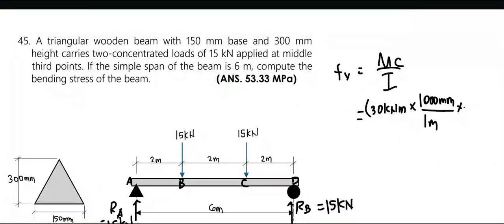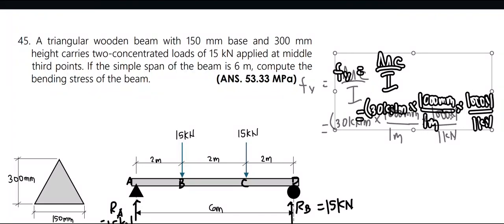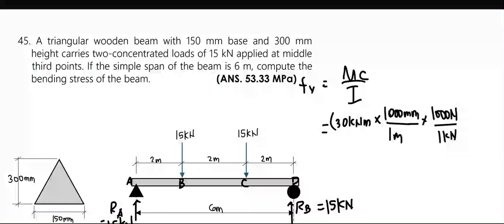Times a conversion factor of 1000 Newton per 1 kilonewton. And the distance, the highest distance going from the neutral axis of this triangle, its center is located 1/3 from the base. It is equal to 100 millimeters. And from the top, this is equal to 200 millimeters. So we select the largest value to get the maximum stress. This is 200 millimeters.